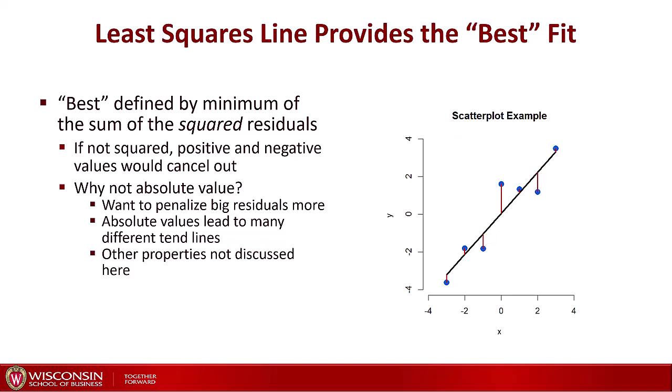Now you might ask, why not use absolute value instead of square? First, we want to penalize big residuals more. If the residual is 1 and we square it, we still have 1. However, if the residual is 10, it becomes 100 when we square it, which is a lot larger. A second reason is that if we use absolute values, there could be many different trend lines that would be a good fit, and we wouldn't know which one to pick. Finally, there are other important properties, but if you want to know them, you will have to take a course either in econometrics or in regression statistics.